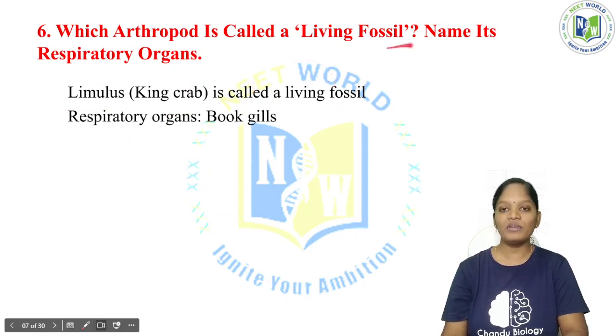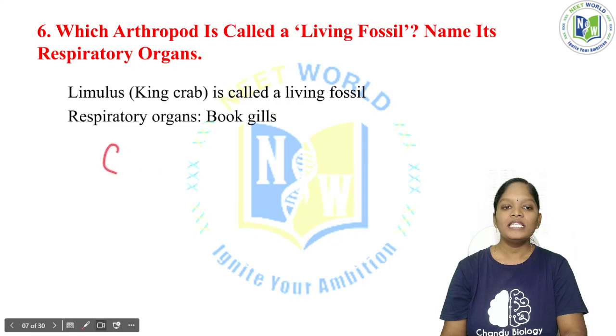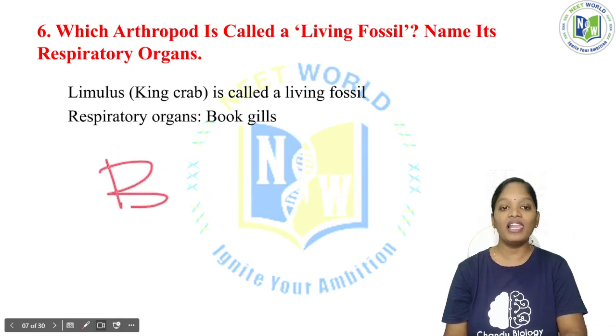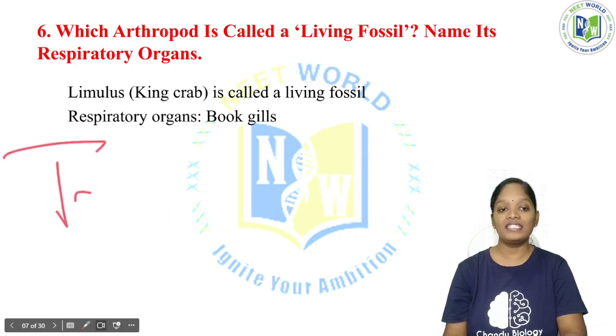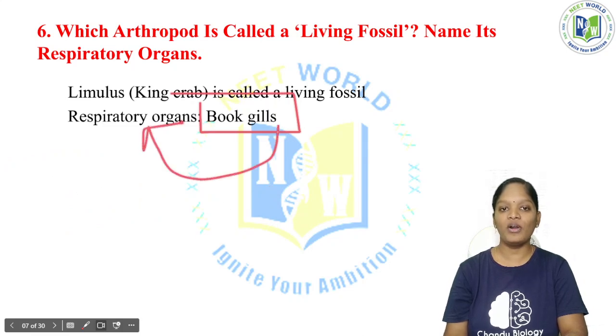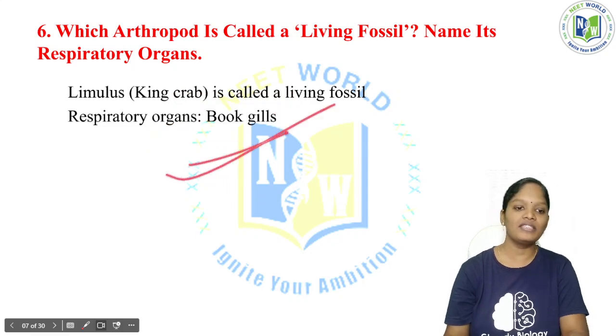Okay, and the question asks to name its respiratory organ. Their respiratory organ is book gills. Spiracles are also considered respiratory organs in arthropods, and book lungs are also respiratory organs present in organisms under the phylum Arthropoda, and tracheae. All these are respiratory organs, but book gills are the ones present as the respiratory organ in the king crab, that is Limulus. So that is the answer for this question.